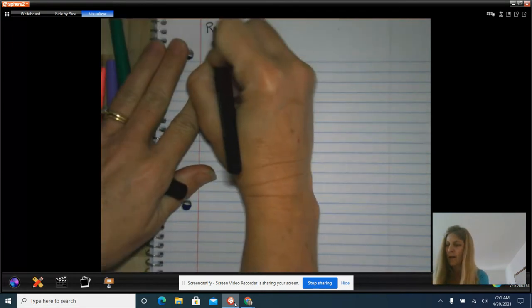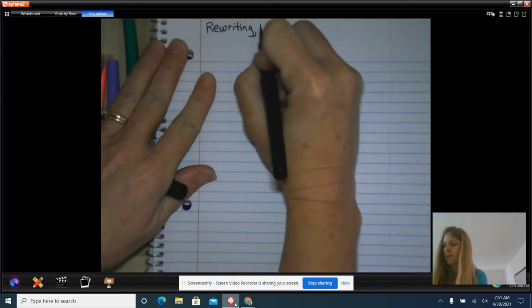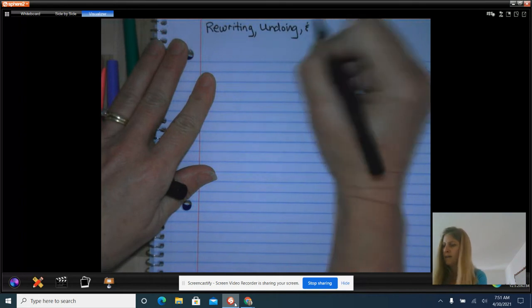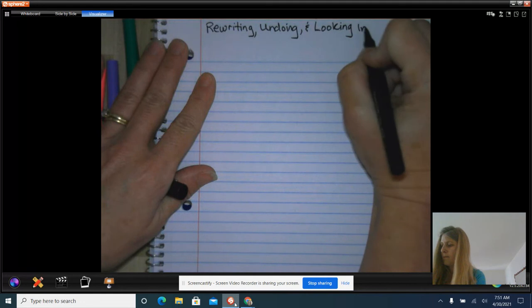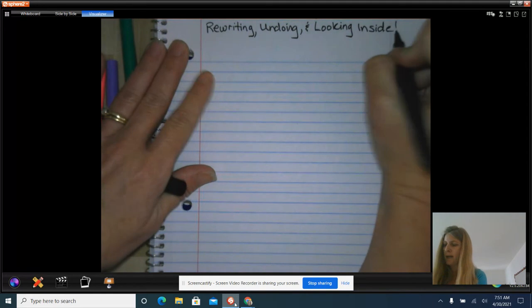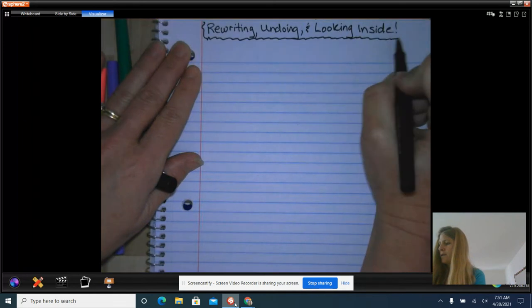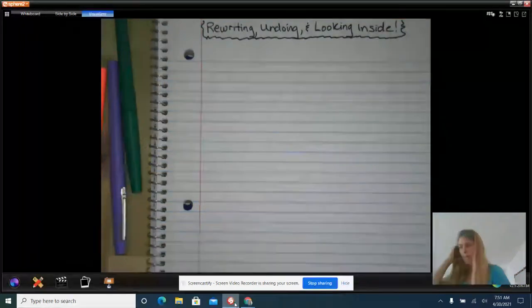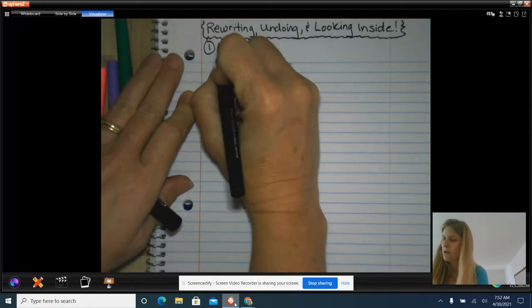So we are looking at rewriting, undoing, and looking inside. And what we're really looking at here is just different ways our brains can think about equations in order to solve. So we're going to look at some things that we've learned how to do, and we're going to look at them a little bit differently. So our first one that we're going to look at is called rewriting.